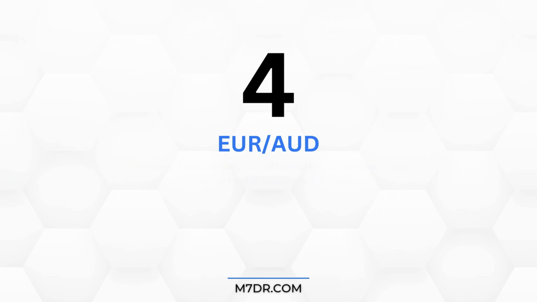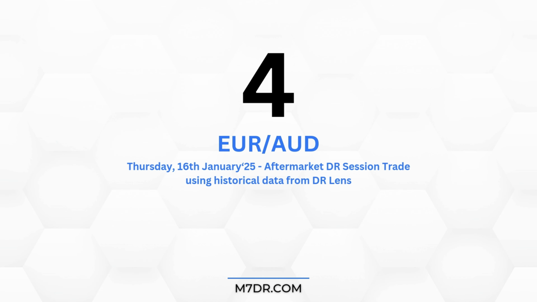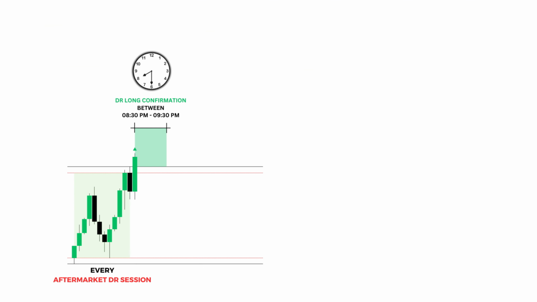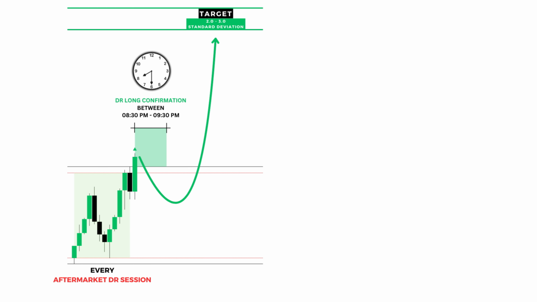Number 4, Euro versus the Australian dollar in the Thursday's aftermarket DR session with historical data. If you've been following the top 7 trade series, you should already know what to expect when the aftermarket DR session confirms longs between 8:30 and 9:30 p.m. Euro versus the Australian dollar during aftermarket DR sessions can really be a beast.